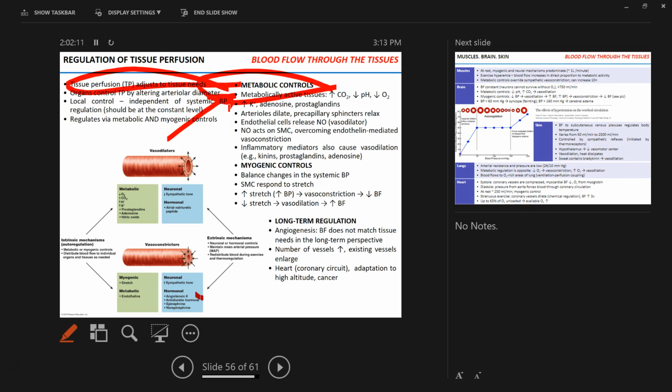pH in the tissue has to go down to cause vasodilation, so that acid will be removed.